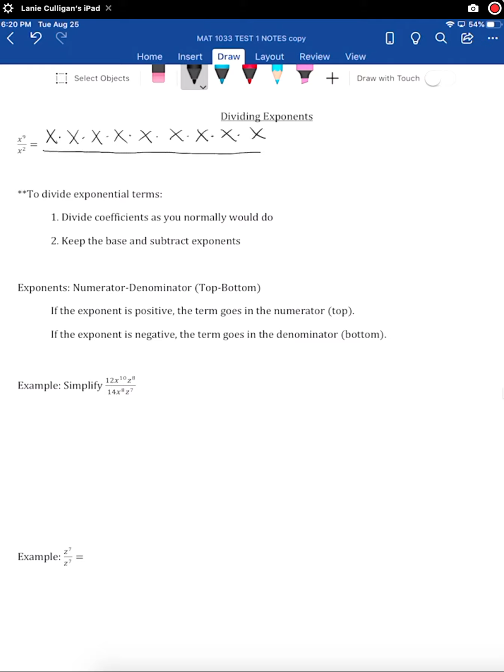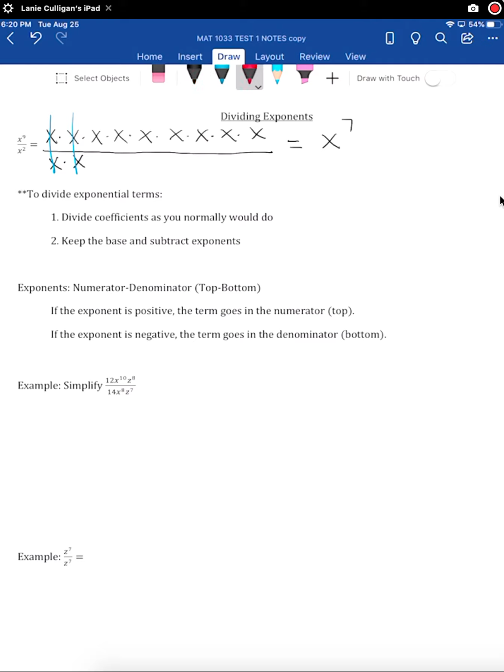Divided by, on the bottom, I have 2x's. So if you notice, x divided by x is just a fancy way of writing 1, so those can cancel out. Same thing, x divided by x is a fancy way of writing 1, so those can cancel out. So I'm left with 1, 2, 3, 4, 5, 6, 7 x's. So x to the 7th power is our final answer.